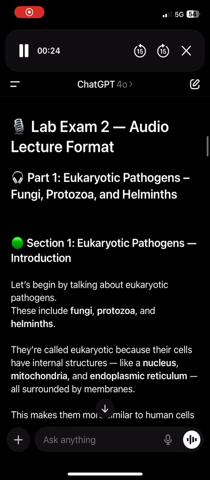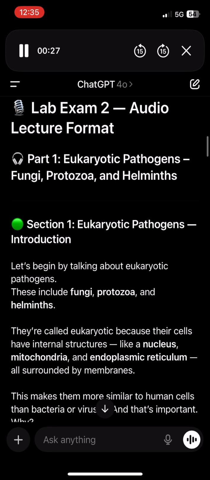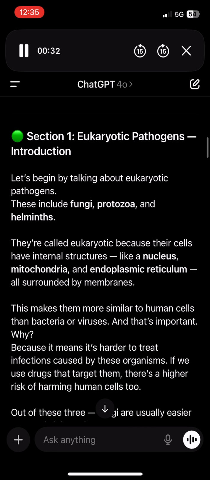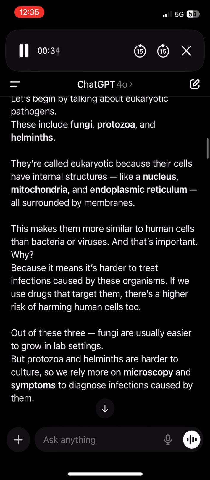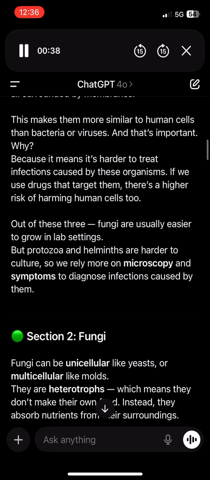by talking about eukaryotic pathogens. These include fungi, protozoa, and helminths. They're called eukaryotic because their cells have internal structures, like a nucleus, mitochondria, and endoplasmic reticulum, all surrounded by membranes. This makes them more similar to human cells than bacteria or viruses.